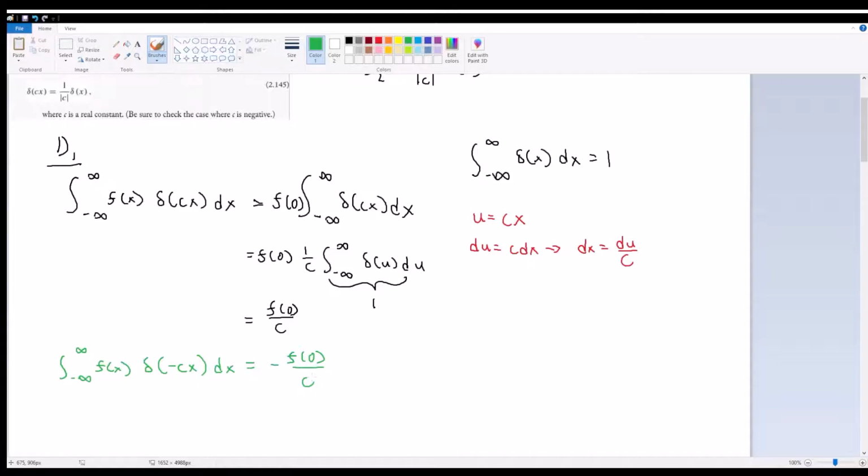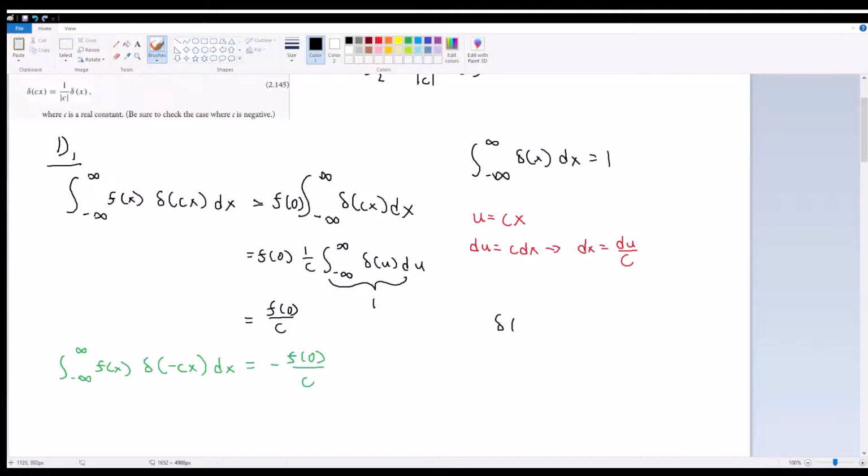So the issue that arises here is that these two terms aren't actually equivalent to each other. The reason why they should be equivalent to each other is because Dirac delta of negative cx is mathematically identical to Dirac delta of cx. If we look at what they actually equal, right?